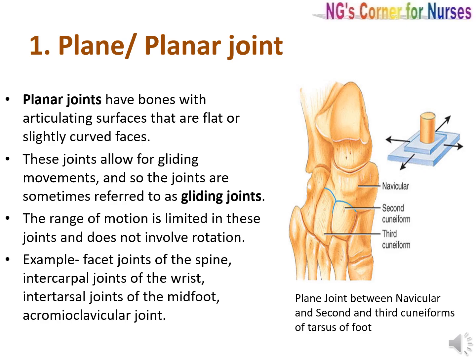Examples: the facet joints of the spine, intercarpal joints of the wrist, intertarsal joints of the midfoot, and acromioclavicular joints. So in this picture we can see there is a plane joint between navicular and second and third cuneiforms of the tarsus of foot.